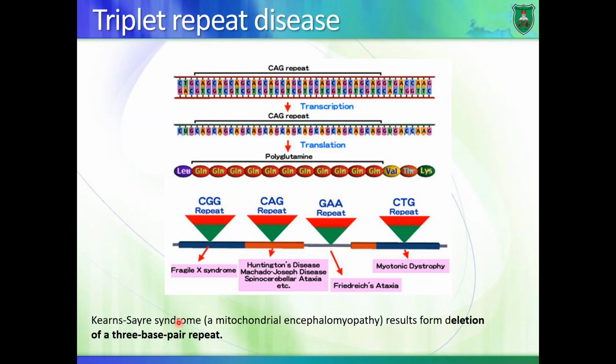What else? Well, you can have a mitochondrial condition. It's called Kearns-Sayre syndrome, and it would result from deletion of a 3-base pair repeat rather than an increase in the number of repeats. So it's different than all of these diseases that are listed in here.